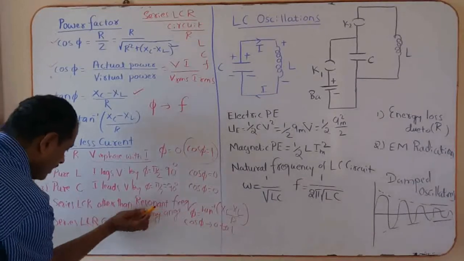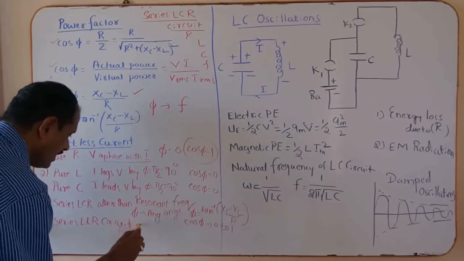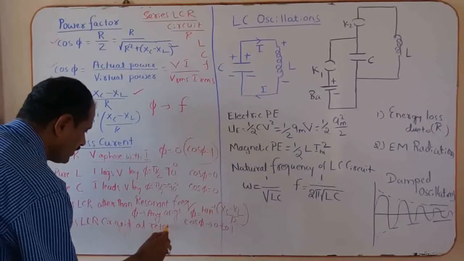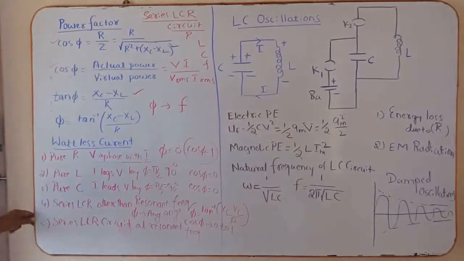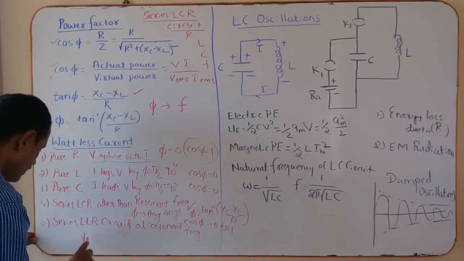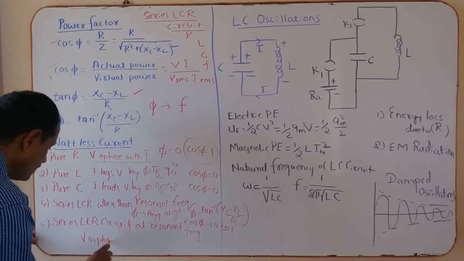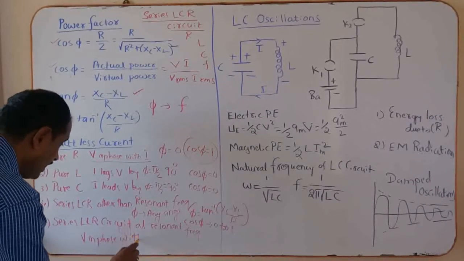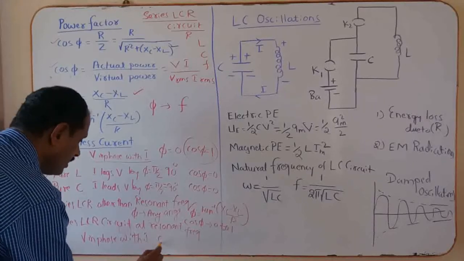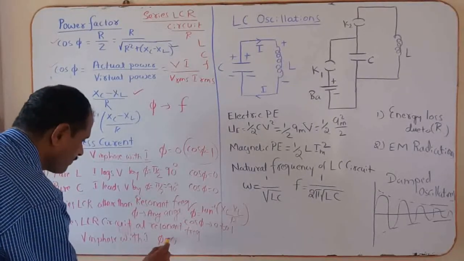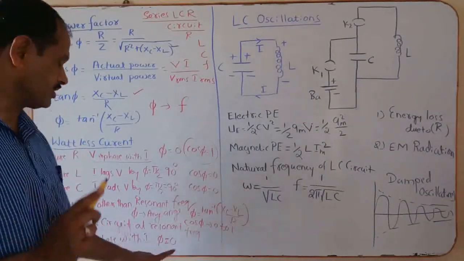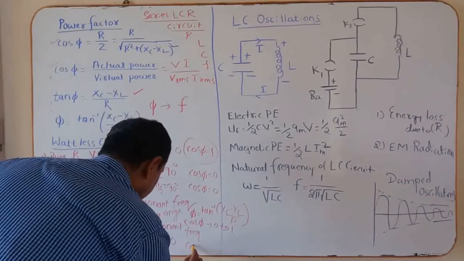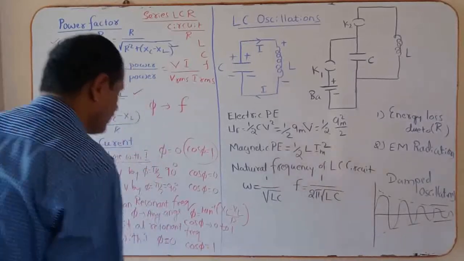Fifth one: the series LCR circuit at resonant frequency. What happens at resonant frequency? V is in phase with I, perfectly, so phi is equal to 0. At the resonant frequency it acts like a pure resistive circuit. At that time the power factor is equal to 1.